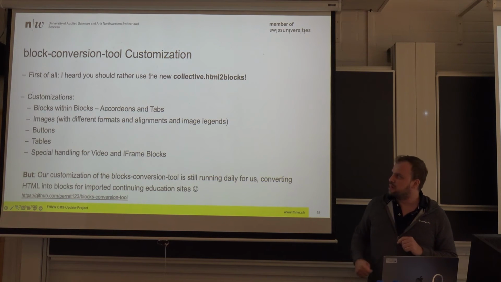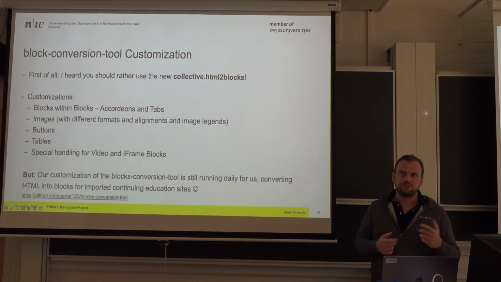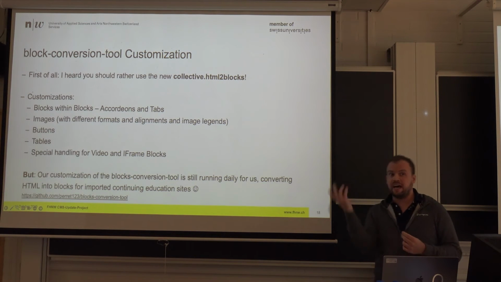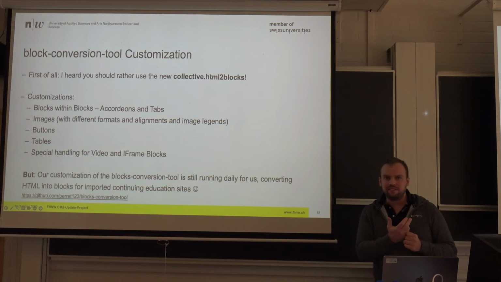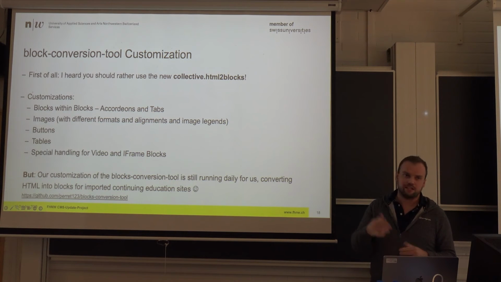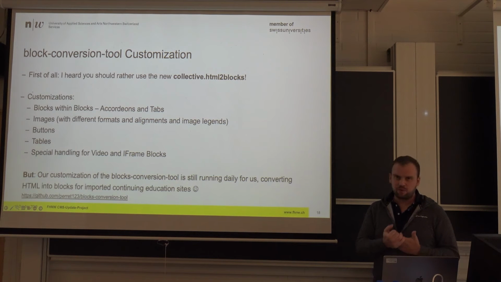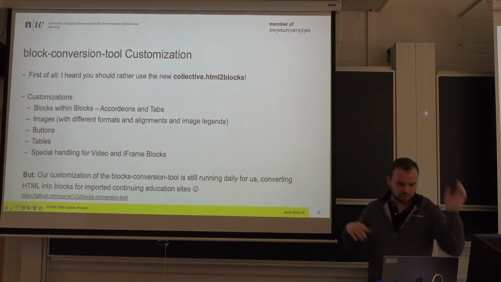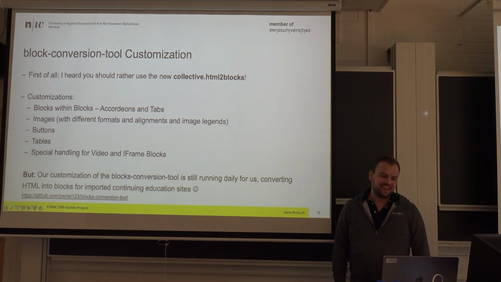For example, in the old system we had accordions and tabs built in TinyMCE. In the tabs, there were still things like tables and images and whatnot. With that, we needed to build blocks in blocks, and this wasn't really available in the block conversion tool, so we needed to add some recursion there.